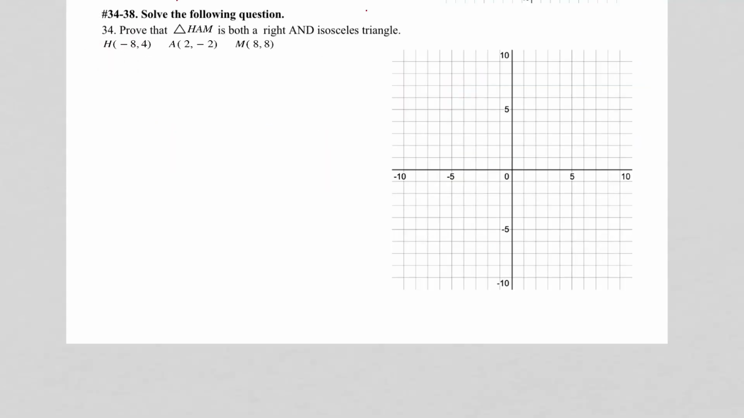Okay, H is negative 8, 4, which is right there. A is 2, negative 2, which is right there. And M is positive 8, positive 8, which is right there. And then grab a ruler and draw your lines in between those.